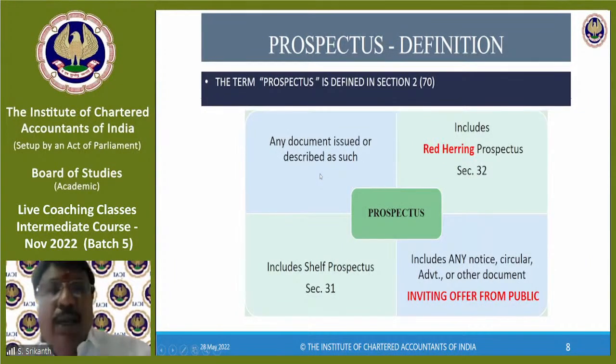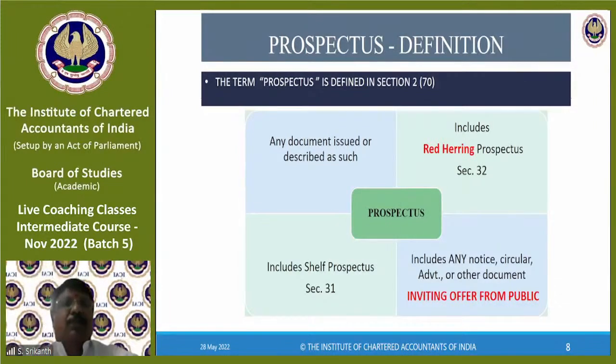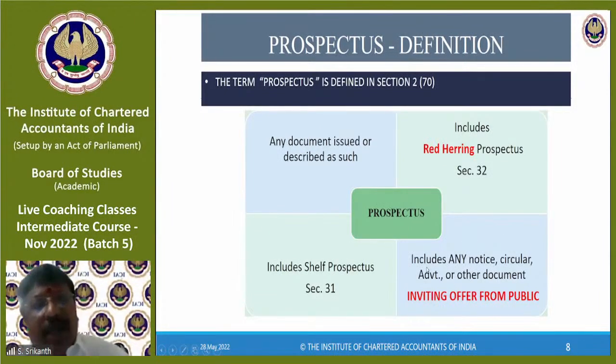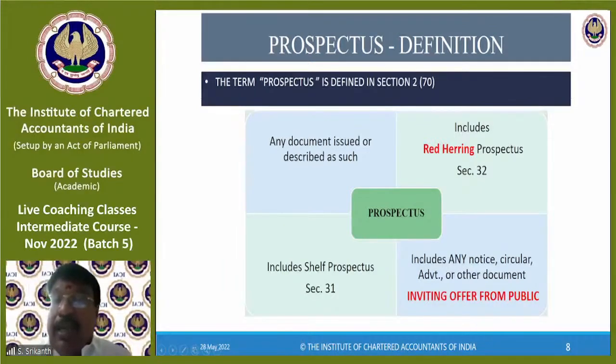So if I issue a document and describe it as a prospectus, it is a prospectus. Whatever it is, if that document invites offers from the public for shares in the company or debentures in the company, that is a prospectus. It could be a notice, a circular, an advertisement, etc. The idea is to cover everything, so that no company can put out a false banner advertisement saying, please subscribe.